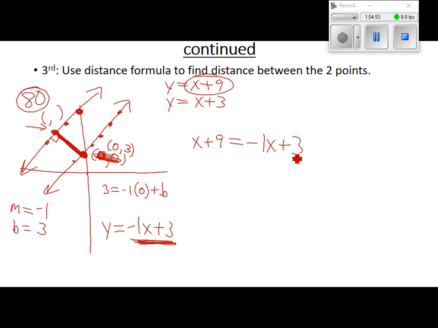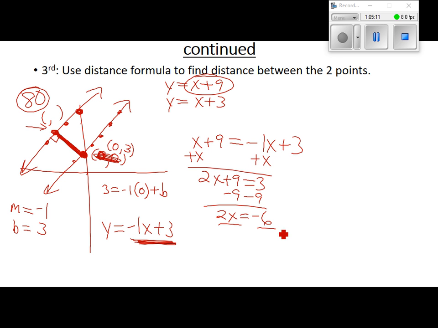What do I do to solve this? Add an x. What's happening with it? 2x plus 9 equals 3. Now what? Minus 9. What's 2x equal? 2x equals -12. Careful. -6. Divide by 2. What's x equal? -3. So what's the x coordinate on this point right here? -3. How do we find the y?